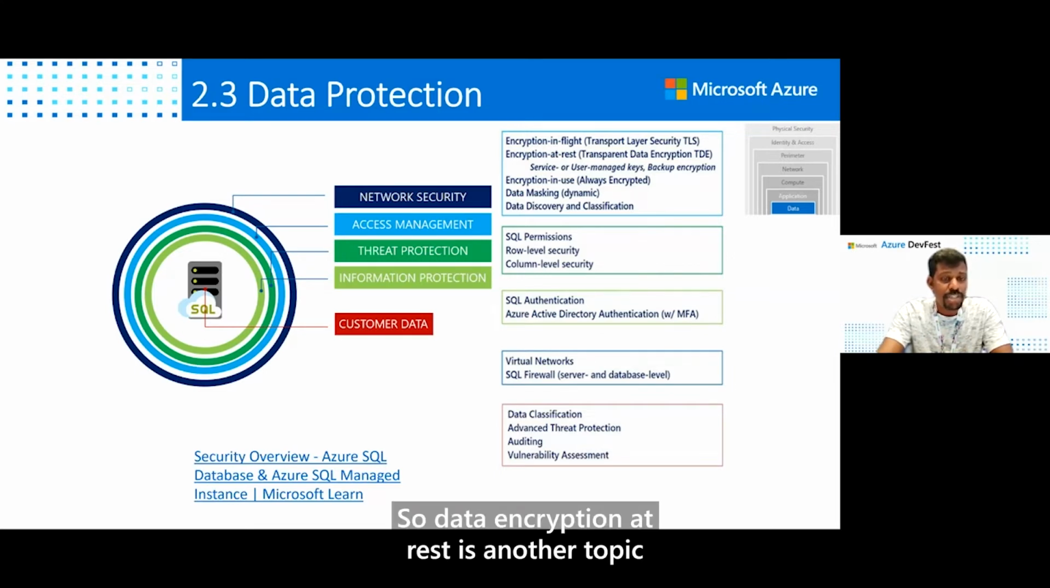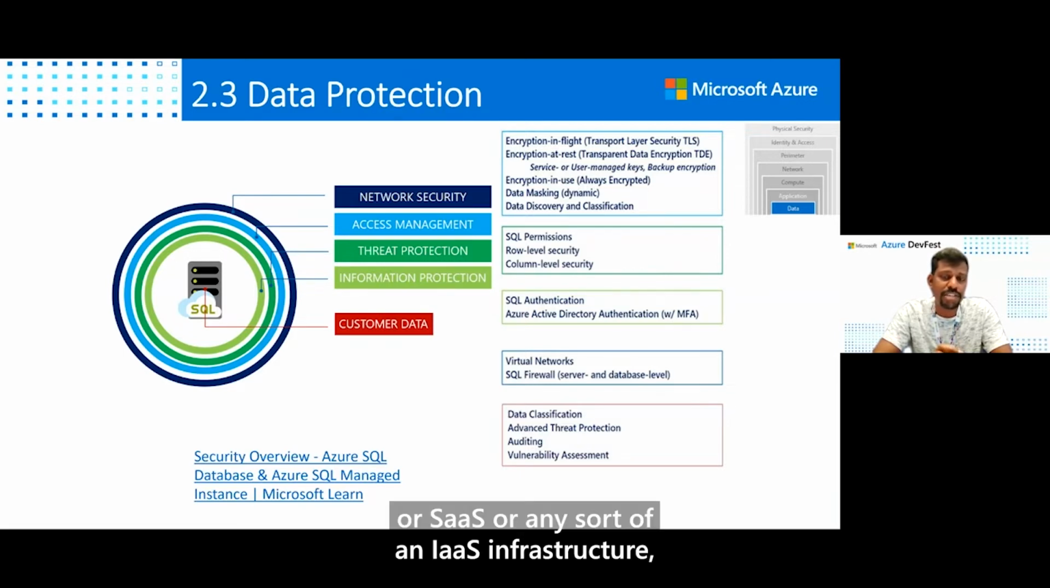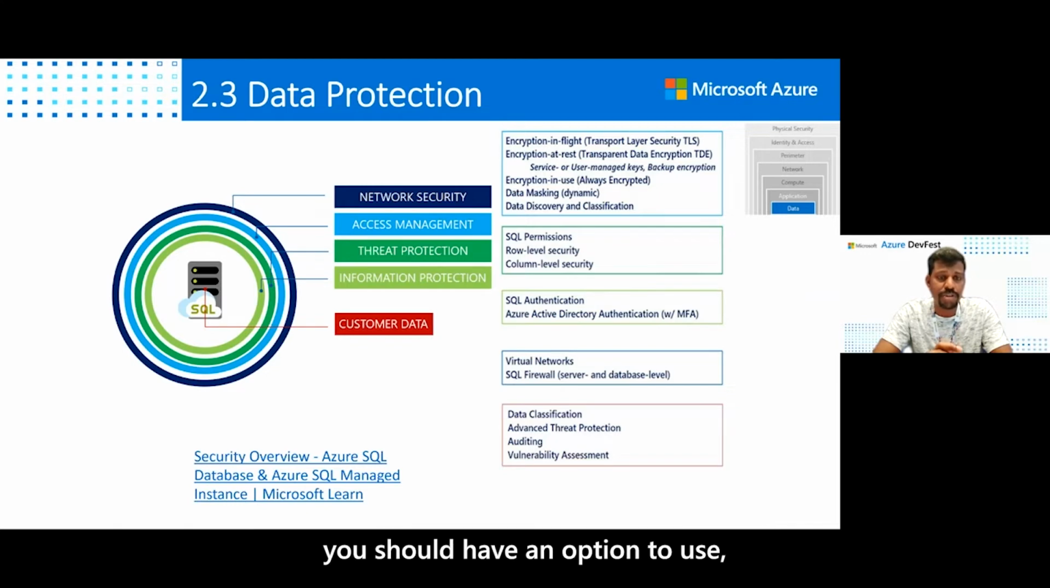Data encryption at rest is another topic we have to pay attention to. As a platform provider, any data you store in an Azure storage account, be it in PaaS, SaaS or IaaS infrastructure, is encrypted at rest. Of course, as a customer you have an option to control this encryption and choose what sort of keys you want to use. That's up to us to go deeper and discuss. But we have to ensure that all our data is encrypted at rest as well as encrypted in motion.